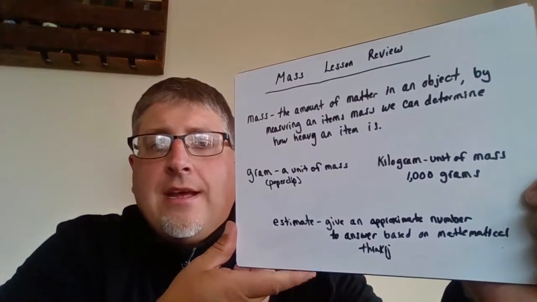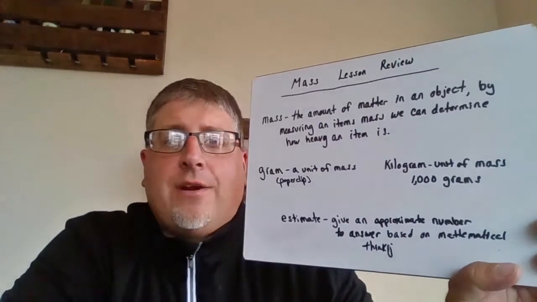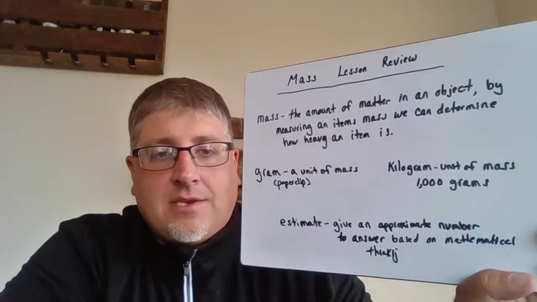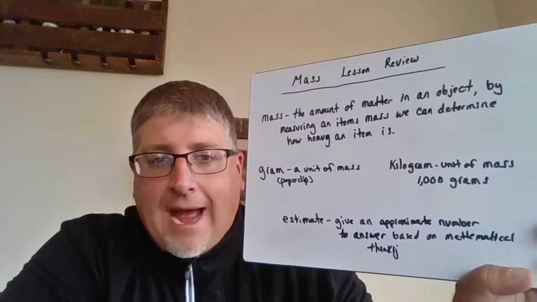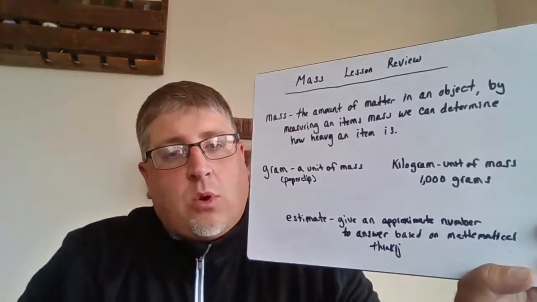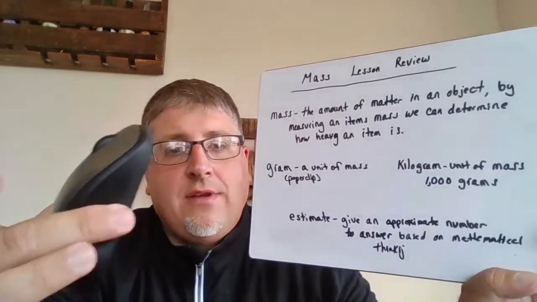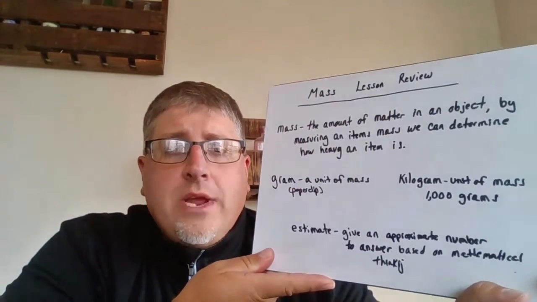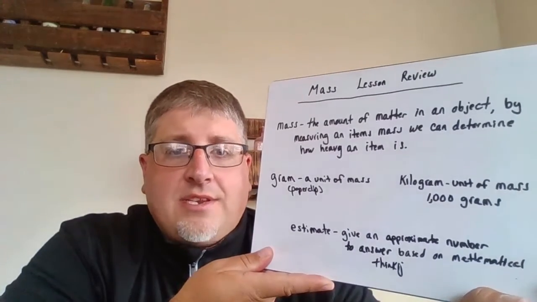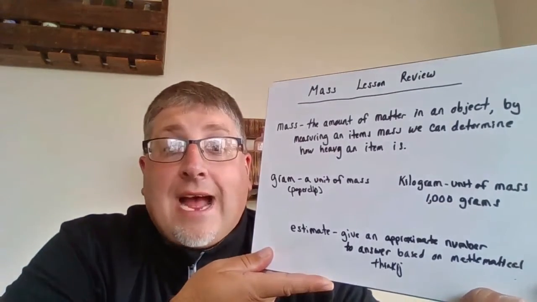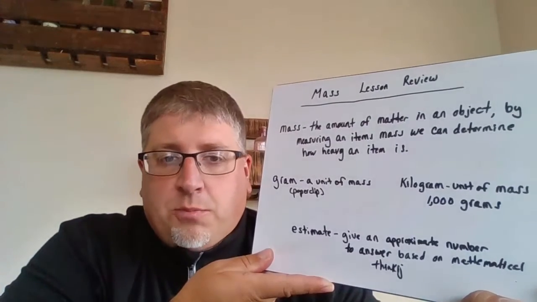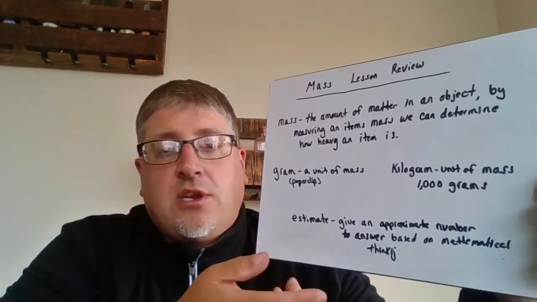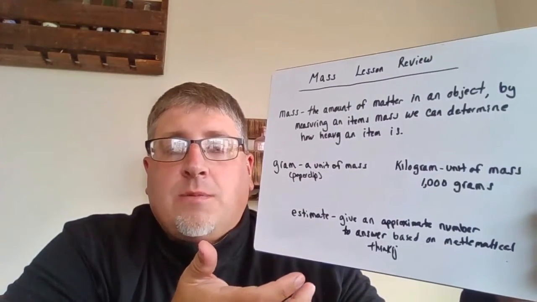The first word we have here is mass. The definition of mass is the amount of matter in an object. By measuring an item's mass, we can determine how heavy an item is. Everything around us has mass. If I hold up this pen, this mouse, all these things have mass. When we weigh them by putting them on a scale, we can determine how heavy things are. If I stand on a scale, I can figure out how much mass I have. When you go to the doctor and they put you on a scale, again, you can figure out how much mass you have. That's the gist of the word mass in terms of measurements.